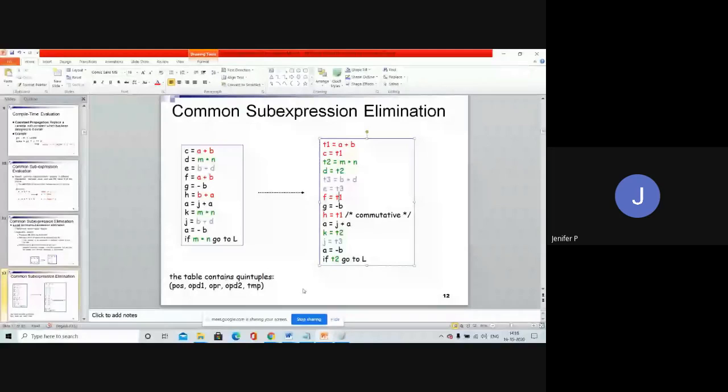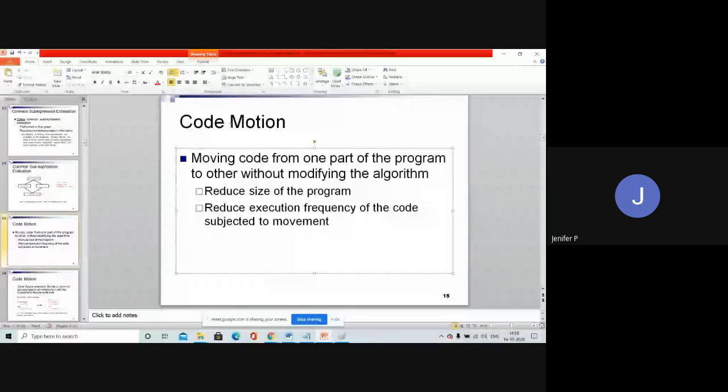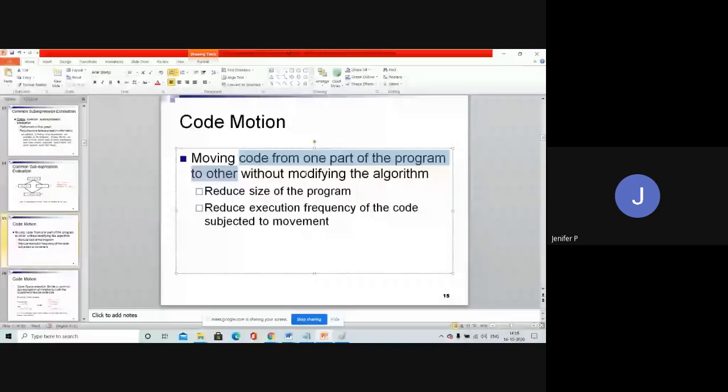And the next one is code motion. Motion represents moving the code from one position to another, so it is called code motion. But be careful: when you are moving the code from one part of the program to another, the algorithm or the concept should not be modified. It should not change the concept or the algorithm of your program. So that is said to be code motion.